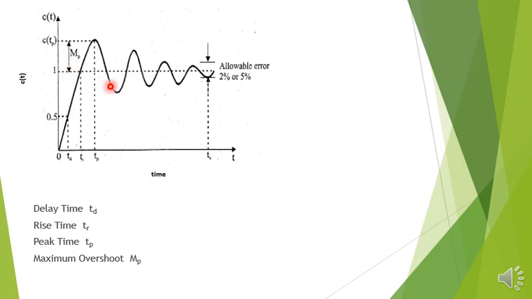Then the last one is settling time, TS. After this time, the response will be within the allowable, desired error. This error may be 2% or 5%. So TS can be defined as the time taken to reach and stay within a desired error. It reaches less than 2% error, and it also stays within 2% error. So settling time is the time taken by the response to reach and stay within a desired error.